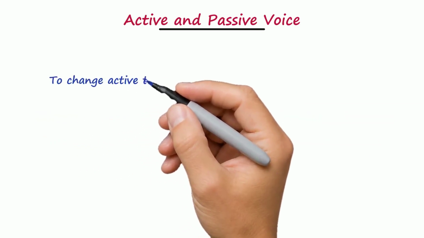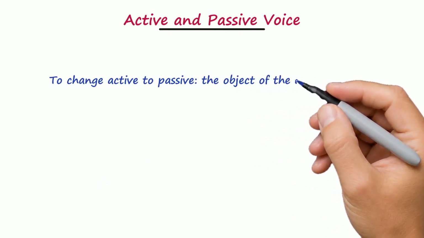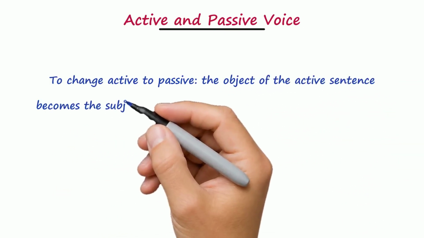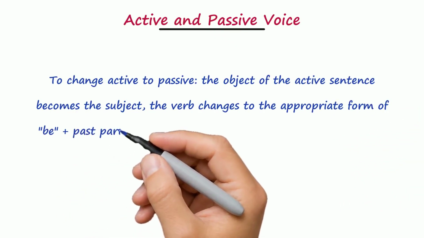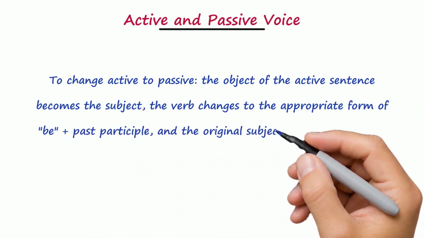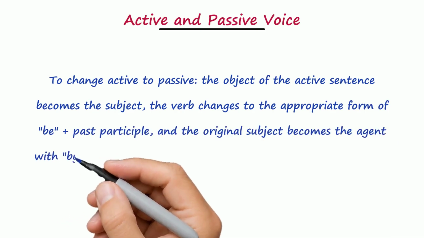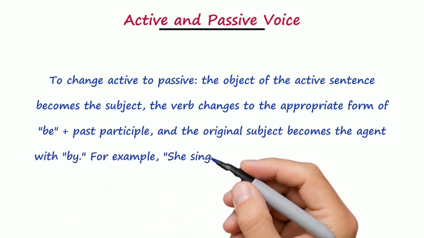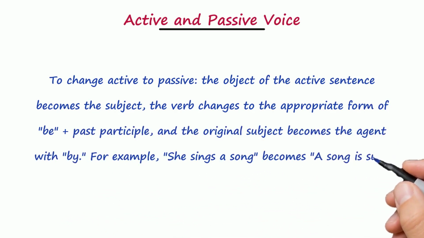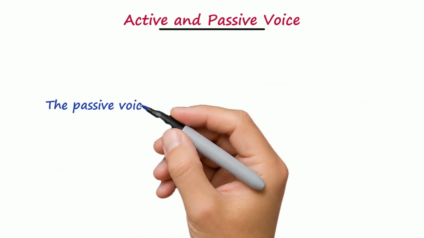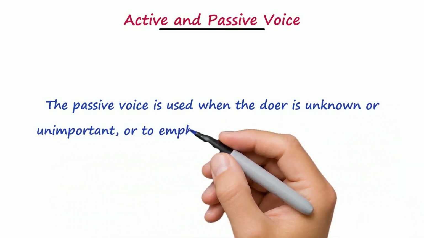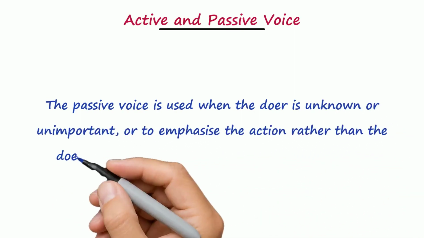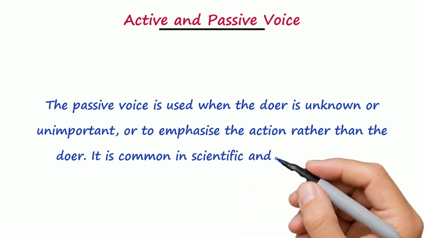To change active to passive, the object of the active sentence becomes the subject. The verb changes to the appropriate form of be plus past participle, and the original subject becomes the agent with by. For example, she sings a song becomes a song is sung by her. The passive voice is used when the doer is unknown or unimportant, or to emphasize the action rather than the doer. It is common in scientific and formal writing.